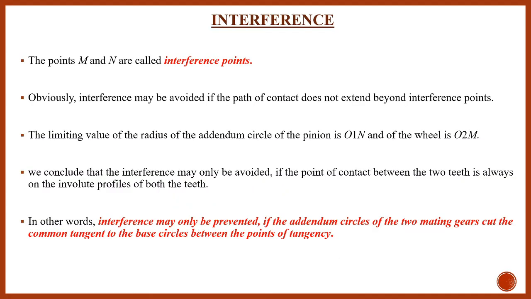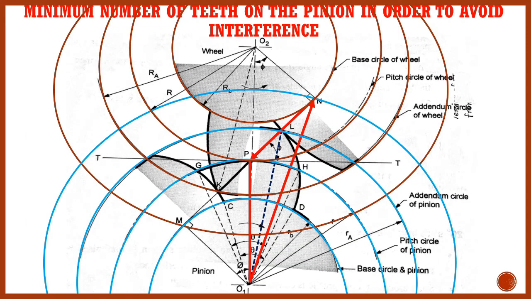Again, M and N are the important points, the interference points. Every time your contact between two meeting teeth must be in between these two points, which are the interference points. Interference may be prevented only if the addendum circles of two meeting gears cut the common tangent to the base circle between the points of tangency. Those points of tangency are called the interference points.